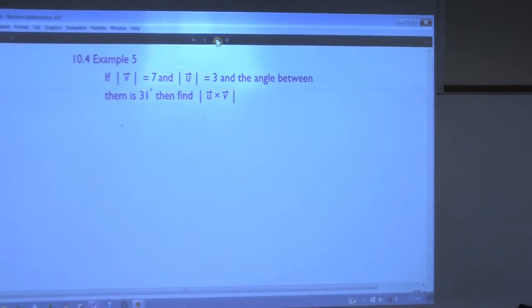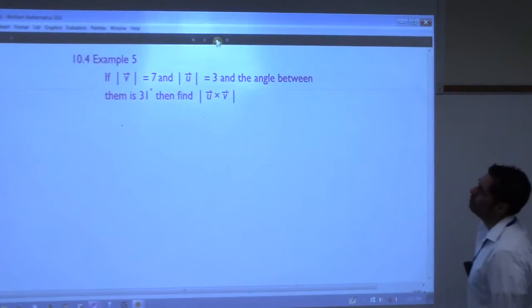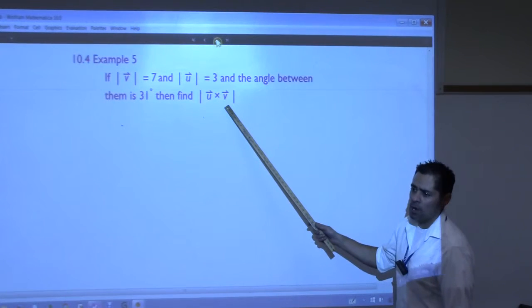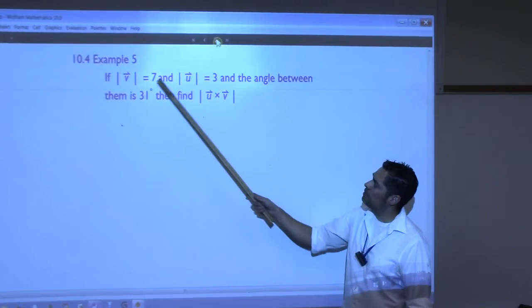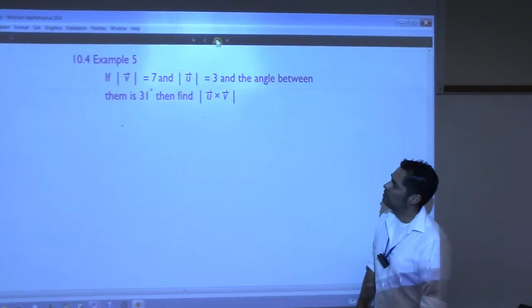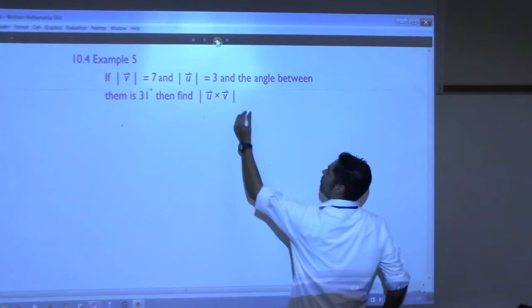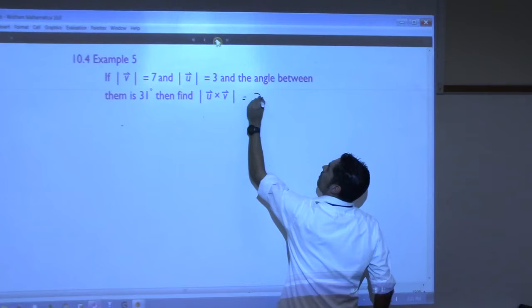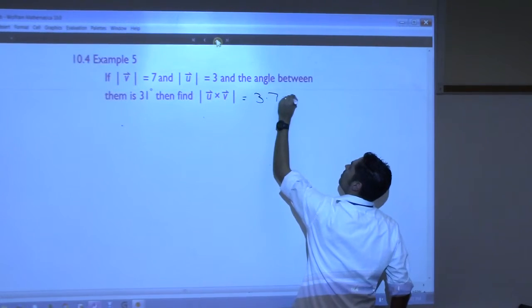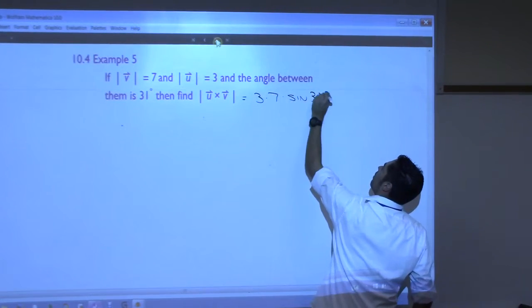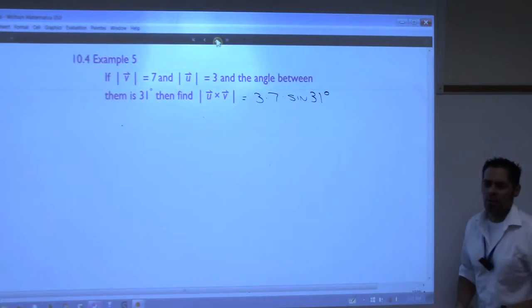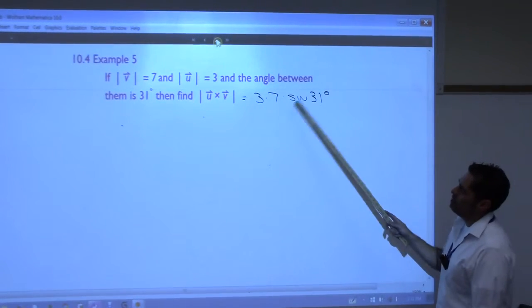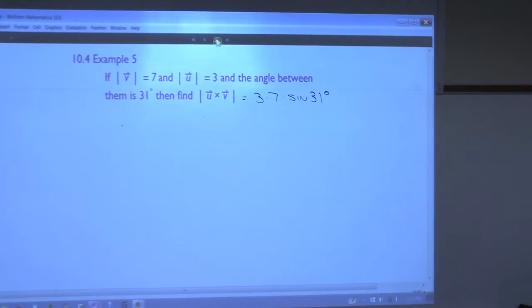I don't think this one's worth going through. Find the magnitude of the cross product if someone gives you the length of the two vectors and the angle. I'll write it up here, but what is it going to be? It's going to be 3 times 7 times sine of 31 degrees, right? That's just using the formula from right before. They give you all the information, the lengths and then the angles.